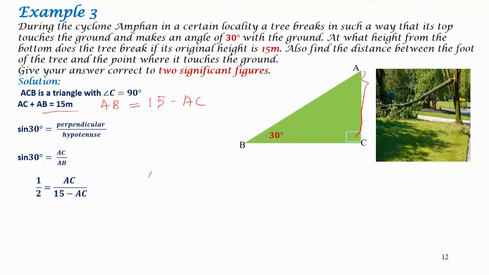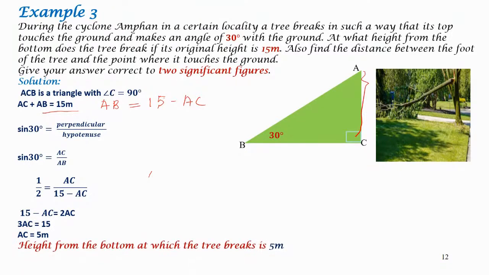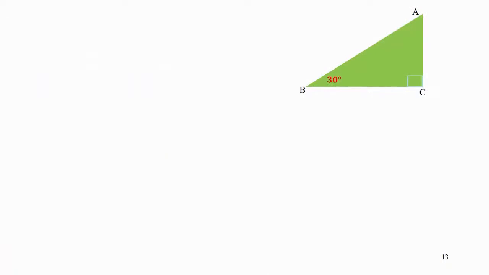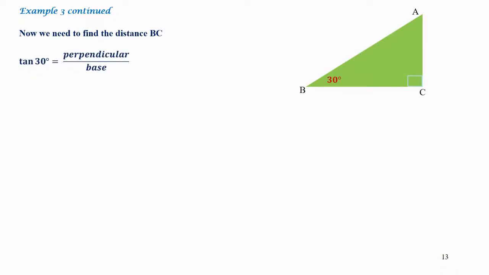So therefore we get here, simplifying. So therefore AC is coming to 5 meters. So height from the bottom at which the tree breaks is 5 meters. But we have got another part to it. So let us go on to the next part. So we have to find out the distance BC.